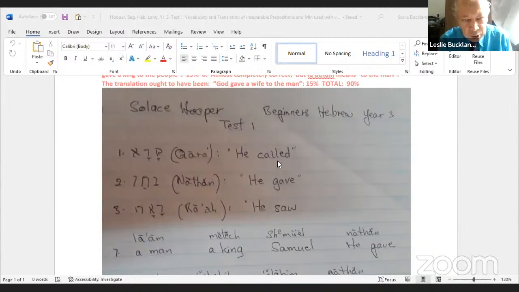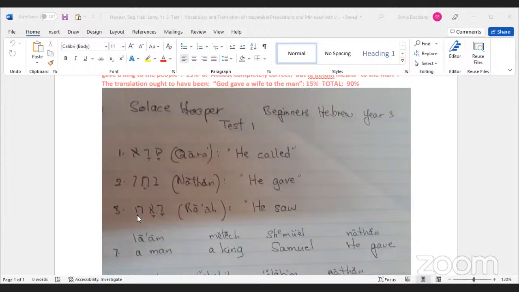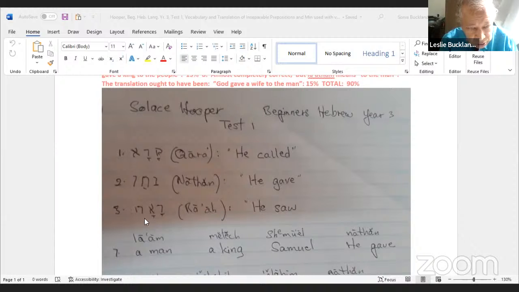Kara means he called. Number 2, Nathan means he gave. Number 3, Ra'ah means he saw.